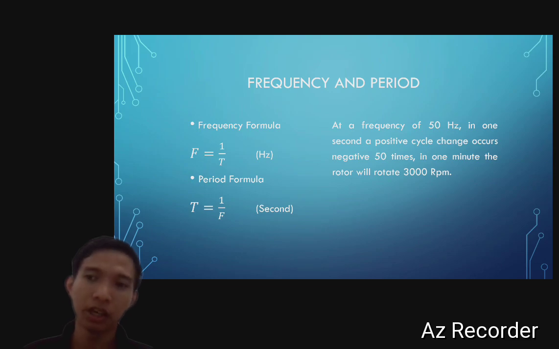So at a frequency of 50 hertz, in 1 second the cycle changes from positive to negative 50 times. Again, in frequency, one rotation has an up and a down side. So there are 50 times up and 50 times down. A rotor rotating at 3000 rpm, again 3000 rotations per minute, is 50 times 60 seconds, so inside a minute we have 3000 rpm.